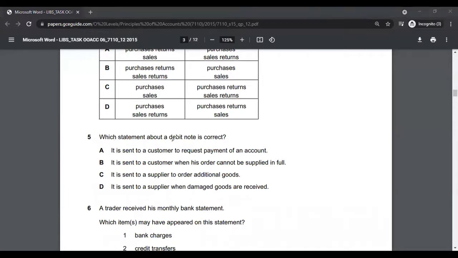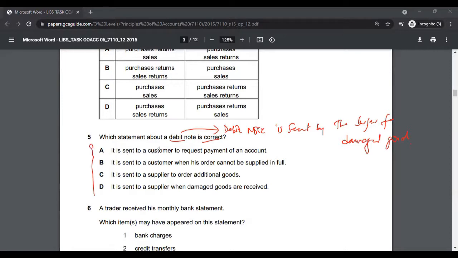Multiple choice 5, which statement about a debit note is correct? A debit note is sent by the buyer for damaged goods. So let's try to find the statement in our options. It is a statement sent to a customer? No. It is sent by the customer. It is sent to a supplier? Yes. It is sent to order? No. We do not order additional goods by issuing debit notes. It is sent to a supplier when damaged goods are received, right? So the answer to multiple choice 5 is option D.